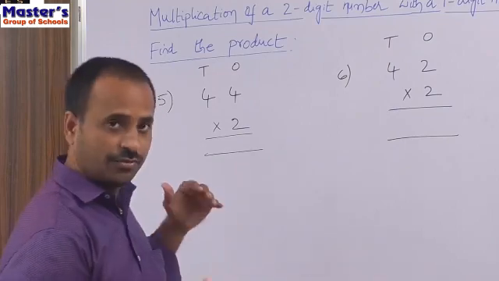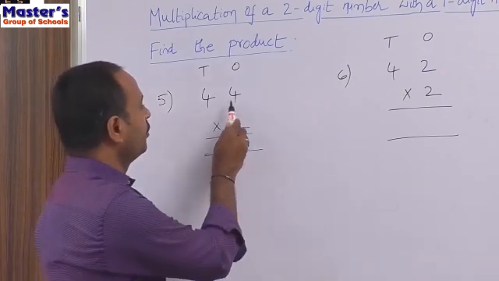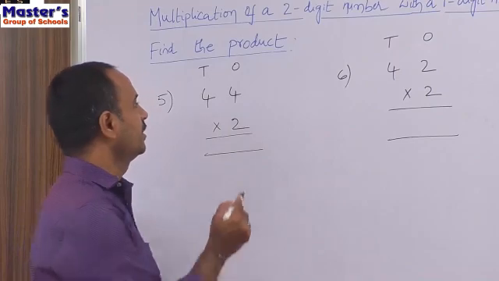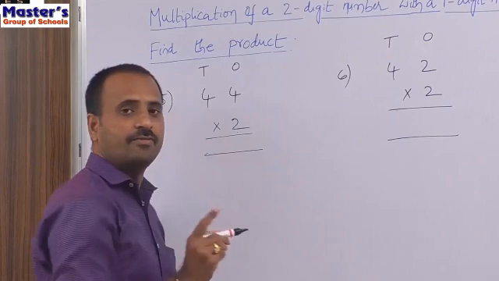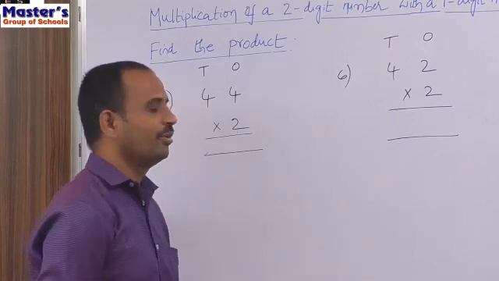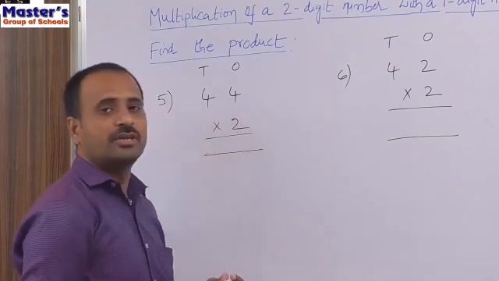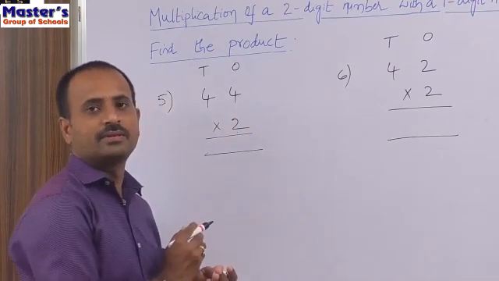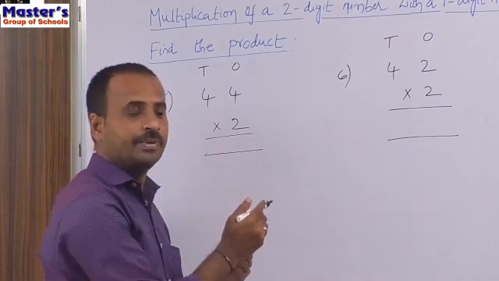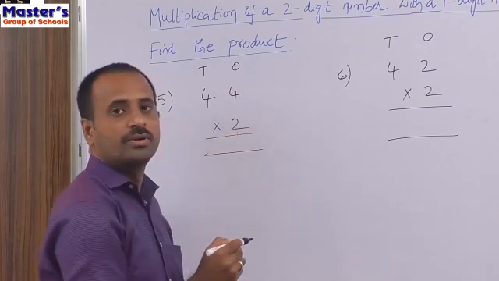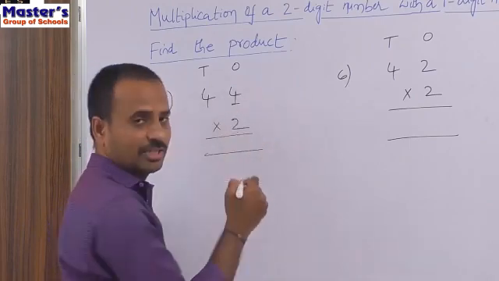So children, see the 5th problem here. Look at the board. The 5th problem is 44 into 2. Here 44 is a 2-digit number and 2 is a 1-digit number. Now we have to multiply 44 by 2. First start the multiplication from ones place and multiply the digit present in the ones place with 2. Which digit is present in ones place? Children, 4 is present in ones place.